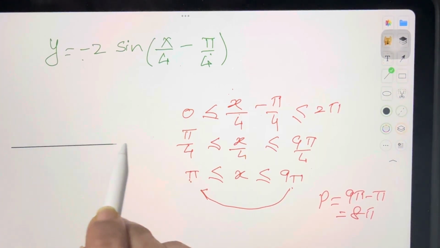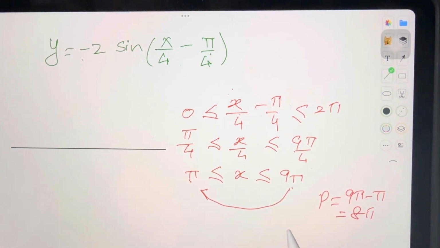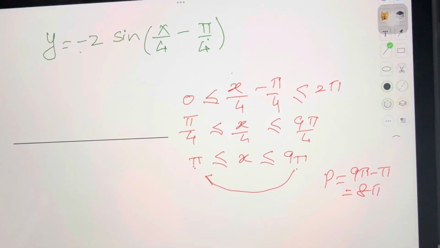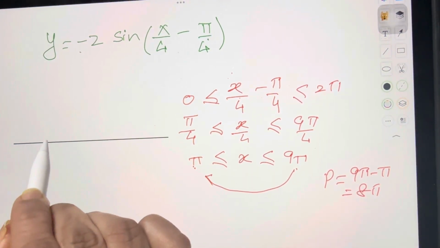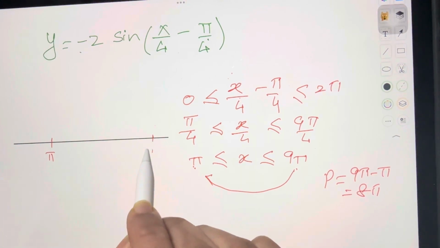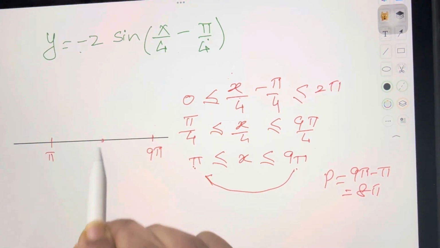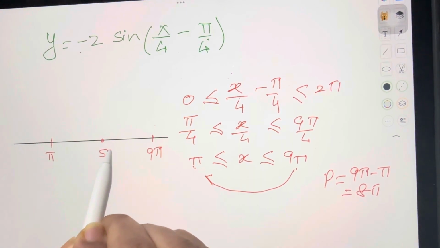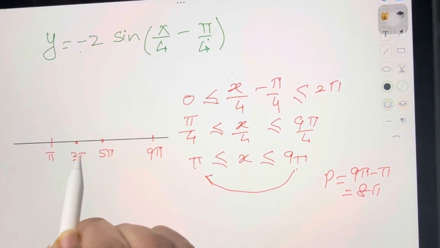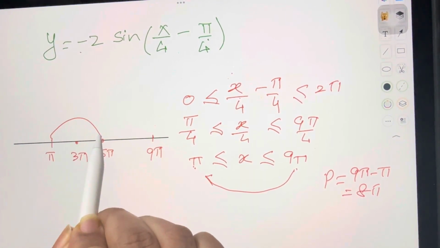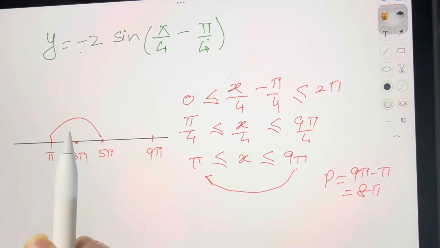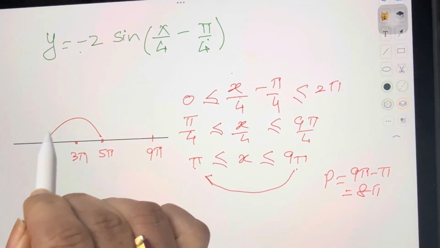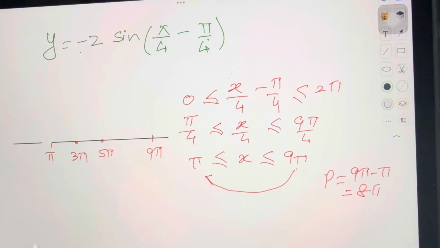As I said, just draw the x-axis, figure out the points. What is my first point? Pi. What is my last point? 9 pi. What will be my middle point? Add and divide by 2. 5 pi. What will be this? Add these two and divide by 2. 6 pi divided by 2 will be 3 pi. Got it?